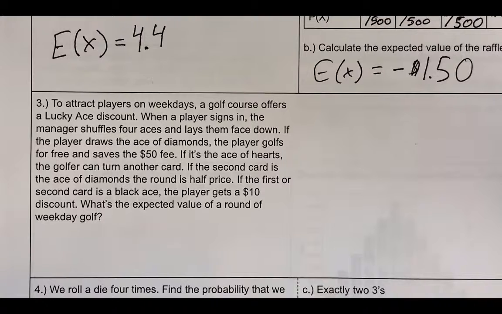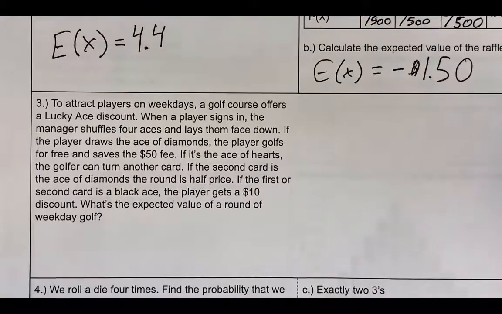If the player turns over or draws the ace of diamonds, the player golfs for free that day and saves on the $50 fee. If the player turns over the ace of hearts, then the golfer gets to turn over another card. If the second card is the ace of diamonds, the round is half price, so that'd be $25 off, or $25 total you'd have to pay. If the first or second card is a black ace, the player gets a $10 discount.